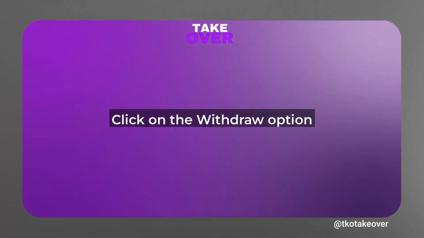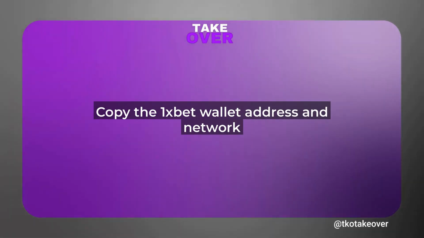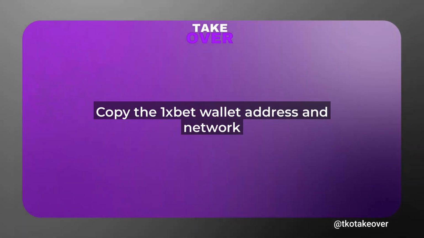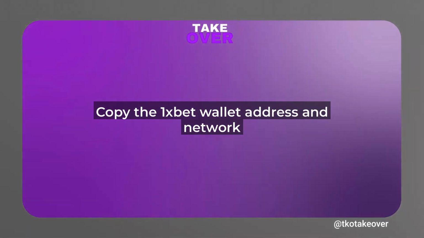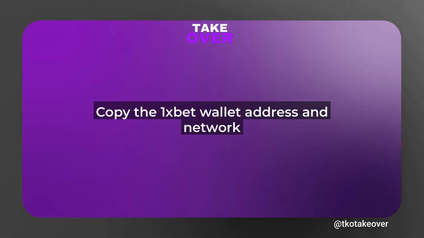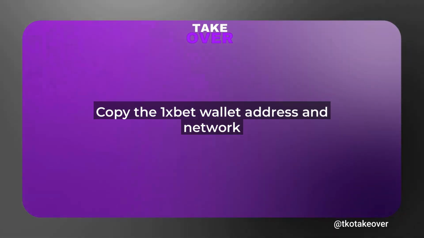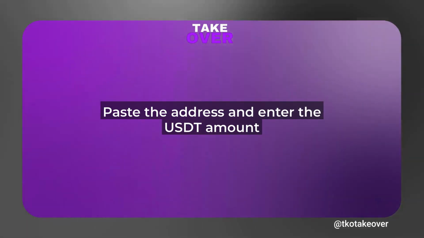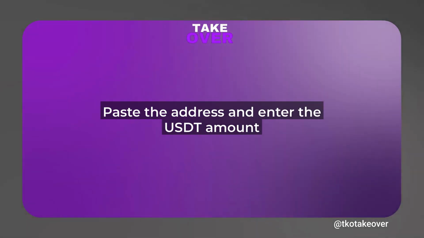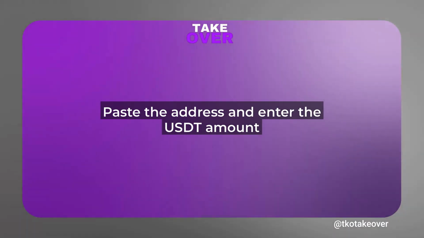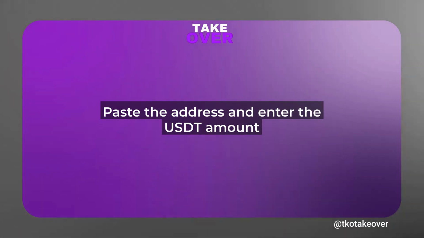Look for the Withdraw button. It's usually right there on the main page. Now, you'll need the 1xBet wallet address. Open your 1xBet account, go to the Deposit section, and select USDT. Copy the wallet address provided, and don't forget to note the network type, like Tron, TRC20, or Ethereum, ERC20, as using the wrong one could lose your funds.